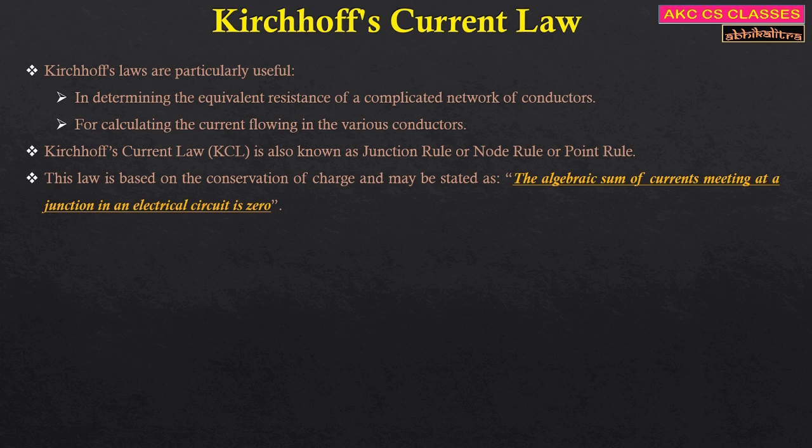So what does this law state? The algebraic sum of currents meeting at a junction in an electrical circuit is zero, right? That means that the charge that flows into a point in a circuit must also flow out, otherwise the charge would build up indefinitely. We will understand this with the help of a diagram.